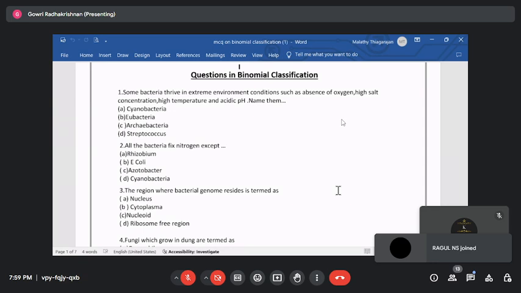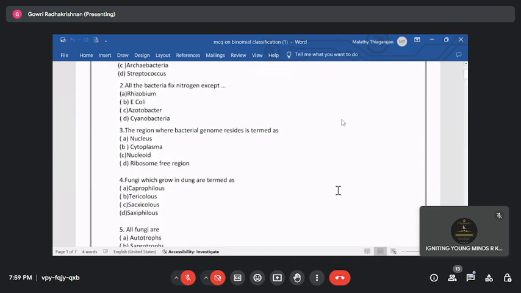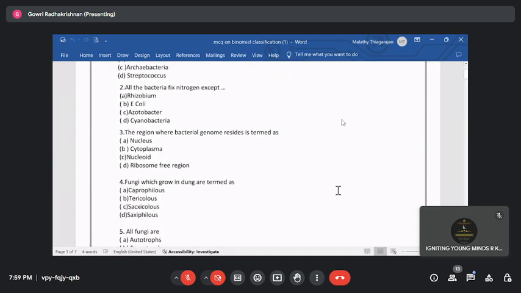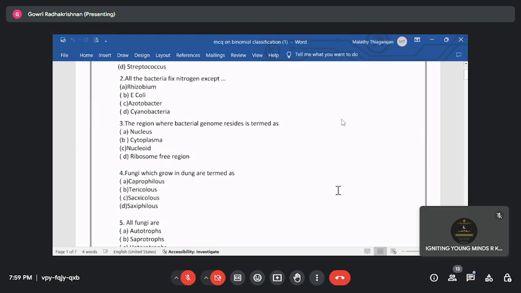All right. First one: some bacteria thrive in extreme environment conditions such as absence of oxygen, high salt concentration, high temperature, and acidic pH. Name them. Archaebacteria. Very good. All the bacteria fix nitrogen except? E. coli. Yes, very good.